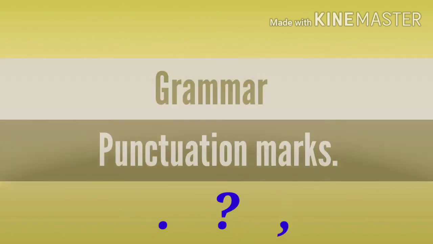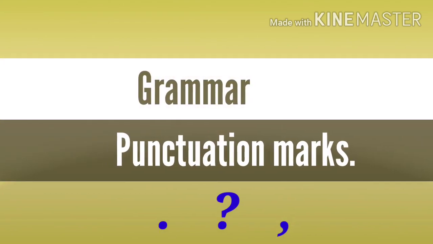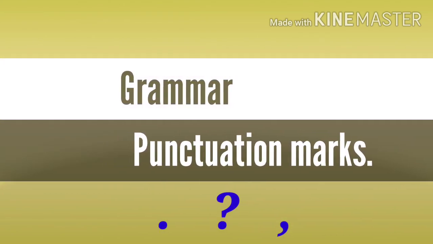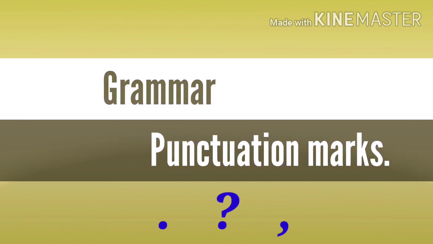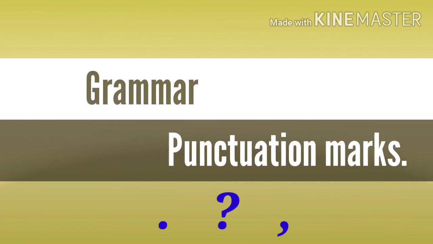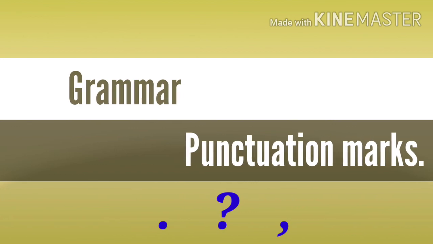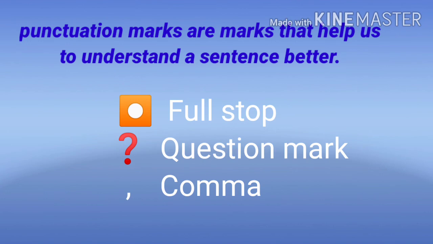Then our next part is the grammar part. In this part we will learn about punctuation marks. So students, you can see here the first punctuation mark is the full stop, then the question mark, and then the comma. So what is the meaning of punctuation marks? Punctuation marks are marks that help us to understand a sentence better. So students, here are the 3 punctuation marks. First is the full stop, second is the question mark, and the third is the comma.